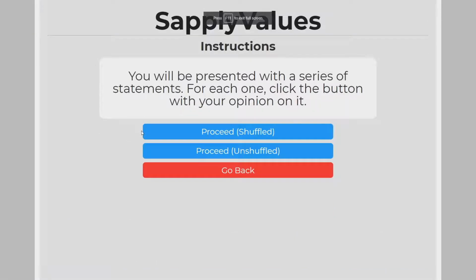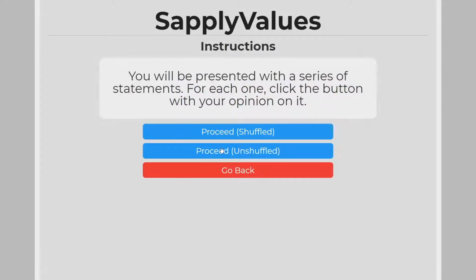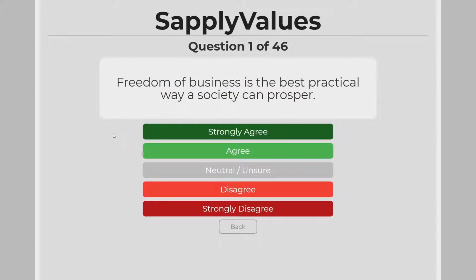I'll actually full screen my screen here. Okay, so it's saying for my presented statements, click each button. I guess I'll go unshuffled because I haven't actually taken the test before, so I kind of just want to go in order. But if I take it again, I will go shuffled. So for now, I'm just going to go unshuffled. Okay, it looks like we are in the test, and let's go.